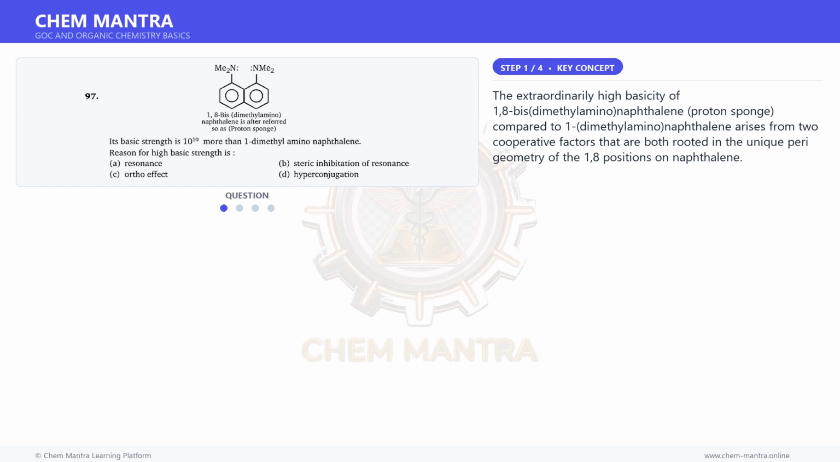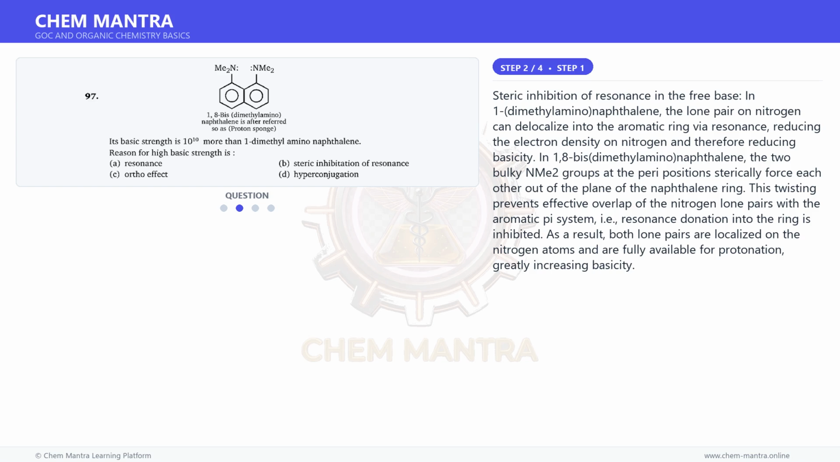The extraordinarily high basicity of 1,8-bis(dimethylamino)naphthalene, proton sponge, compared to 1-dimethylaminonaphthalene arises from two cooperative factors that are both rooted in the unique peri-geometry of the 1,8 positions on naphthalene. Moving on to the next step.